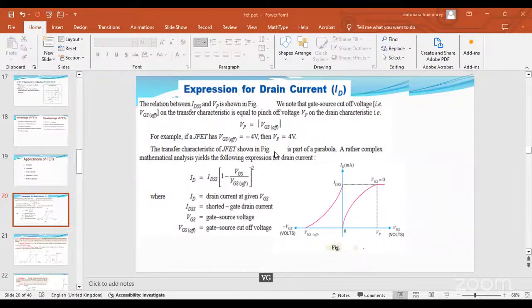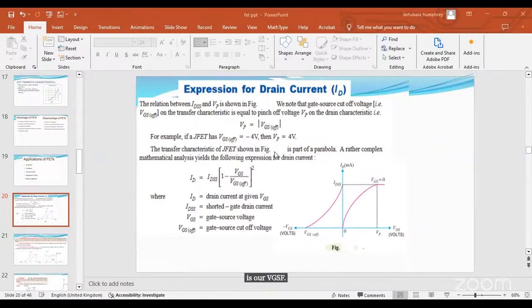VGS off, that is when we apply voltage across the gate and the source and increase that. Remember that that is reverse bias. So when we keep increasing that reverse bias negatively, the depletion region is expanding, and we get to a point where the two depletion regions on both sides join together, closing the channel. The voltage at which that happens, preventing current from flowing through the channel, is our VGS off.